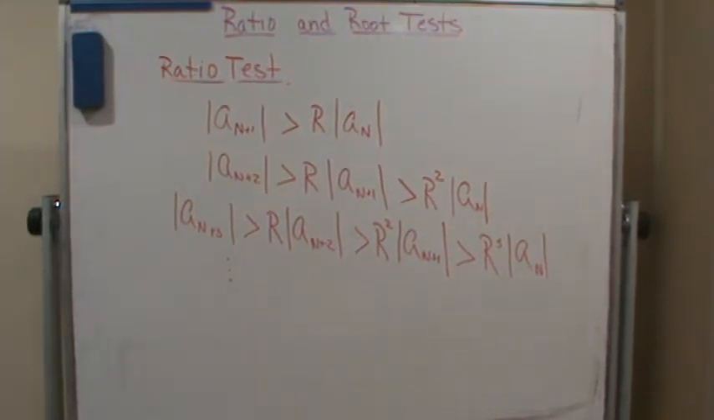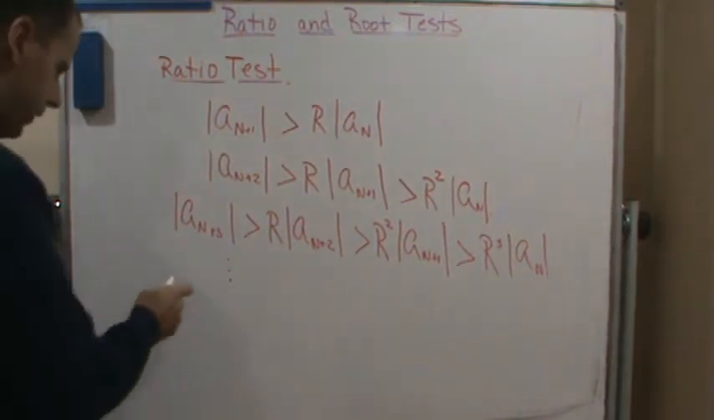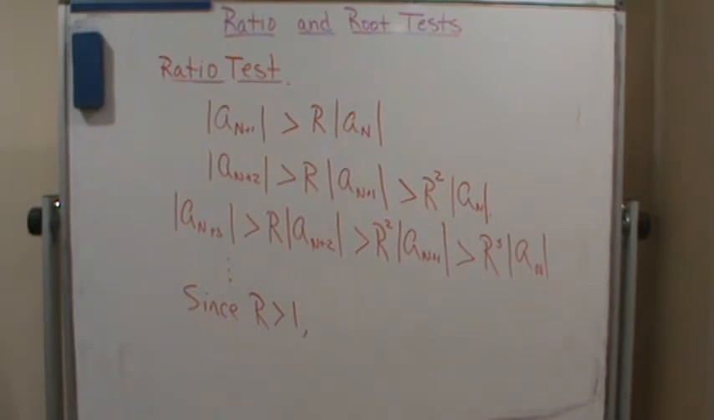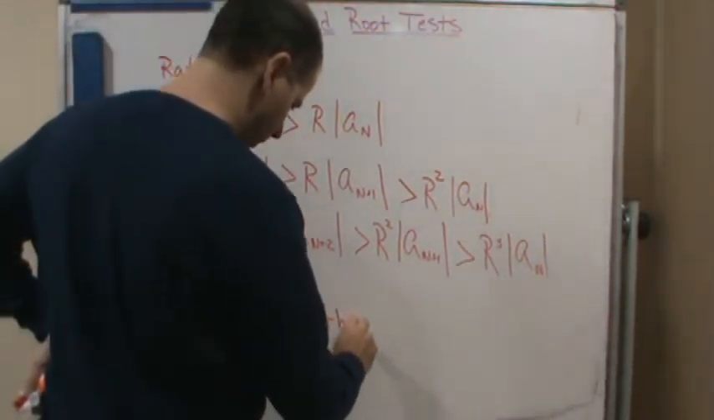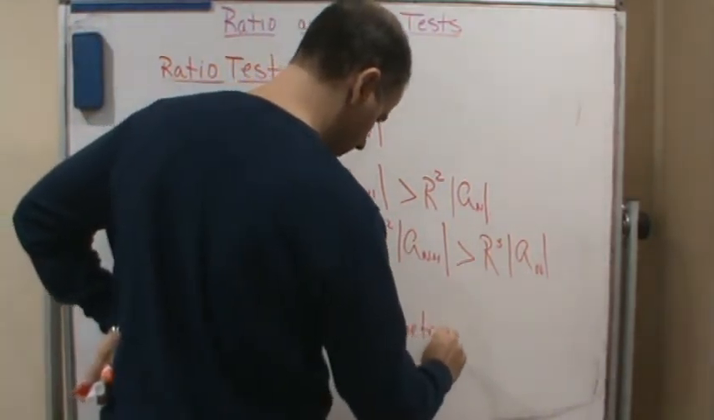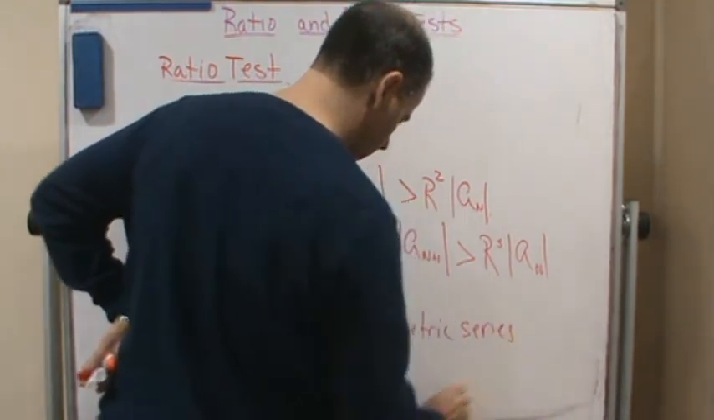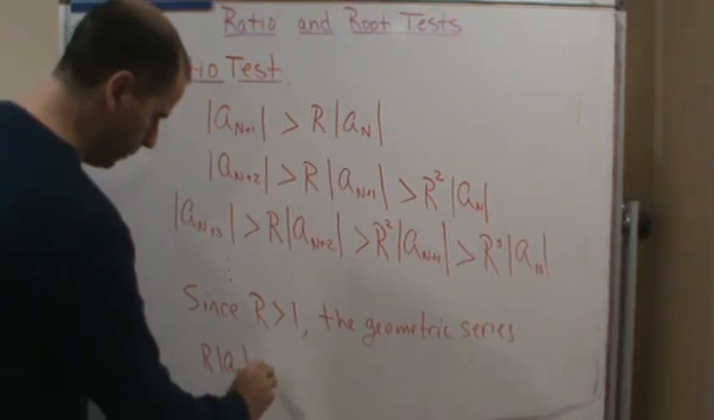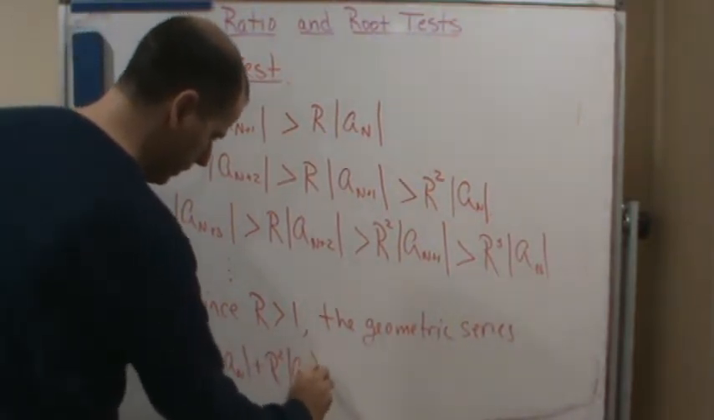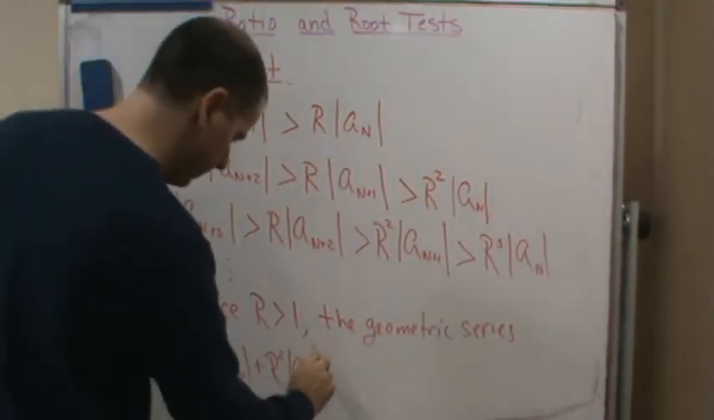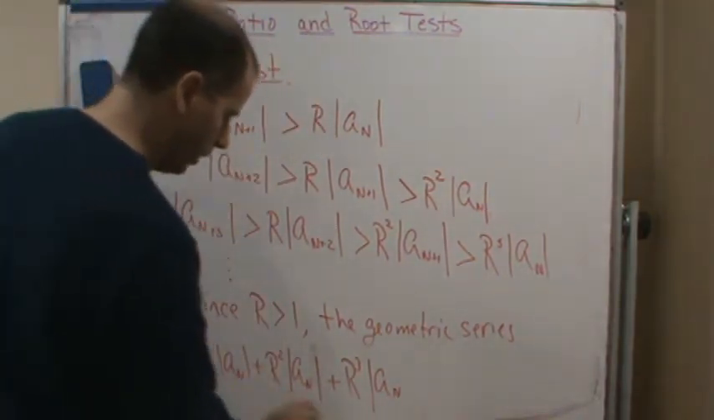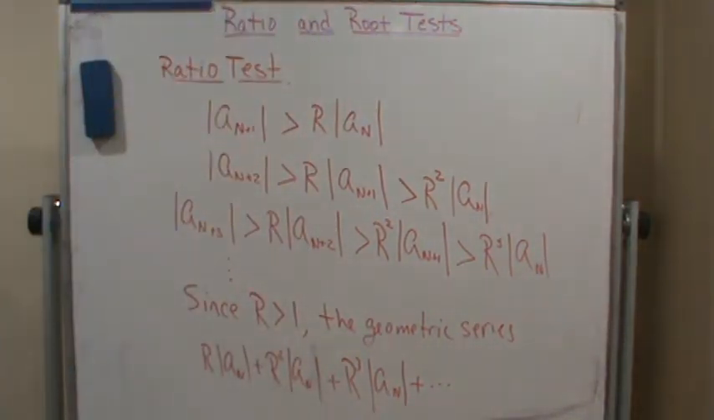Now, since R is greater than 1, what does this give us? This gives us a geometric series. We can use the geometric series, and the geometric series we're going to use is going to be R times the absolute value of a sub n plus R squared times the absolute value of a sub n plus R cubed times the absolute value of a sub n, and so on.